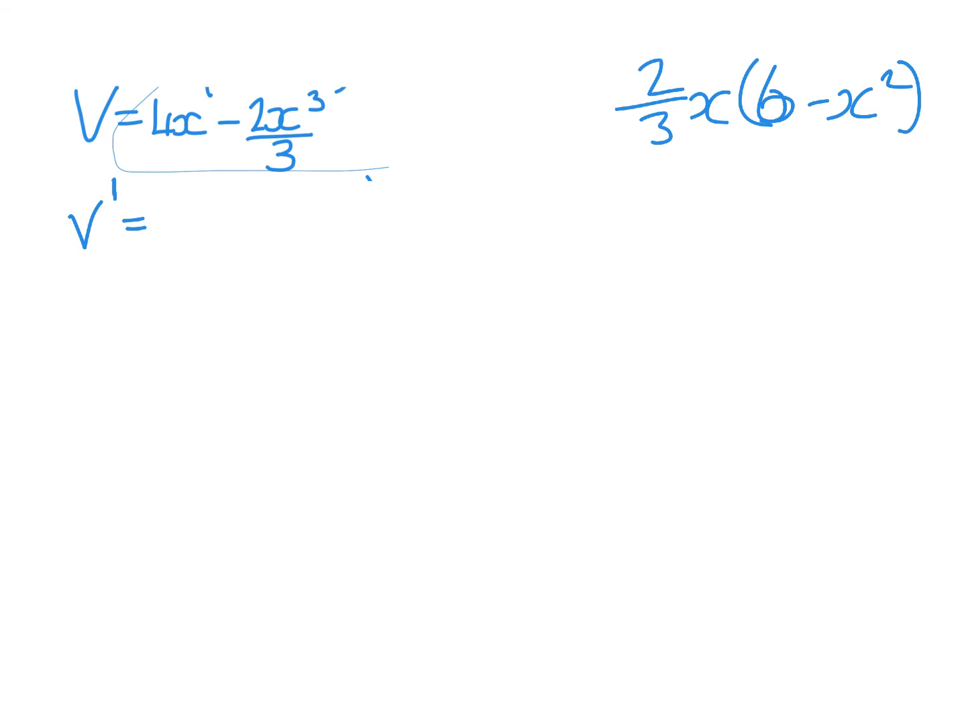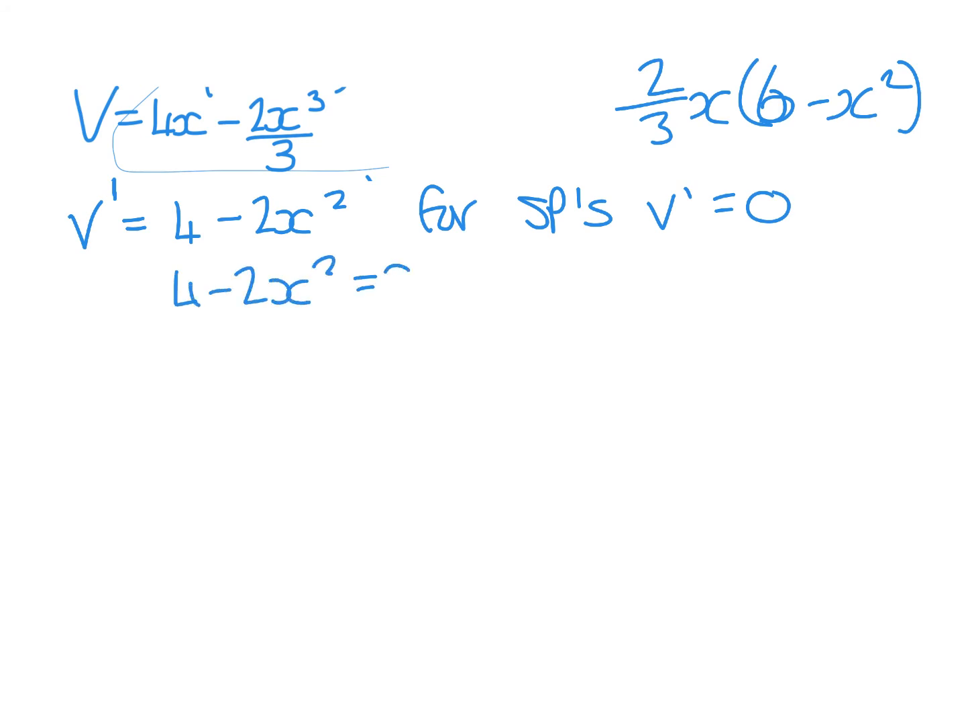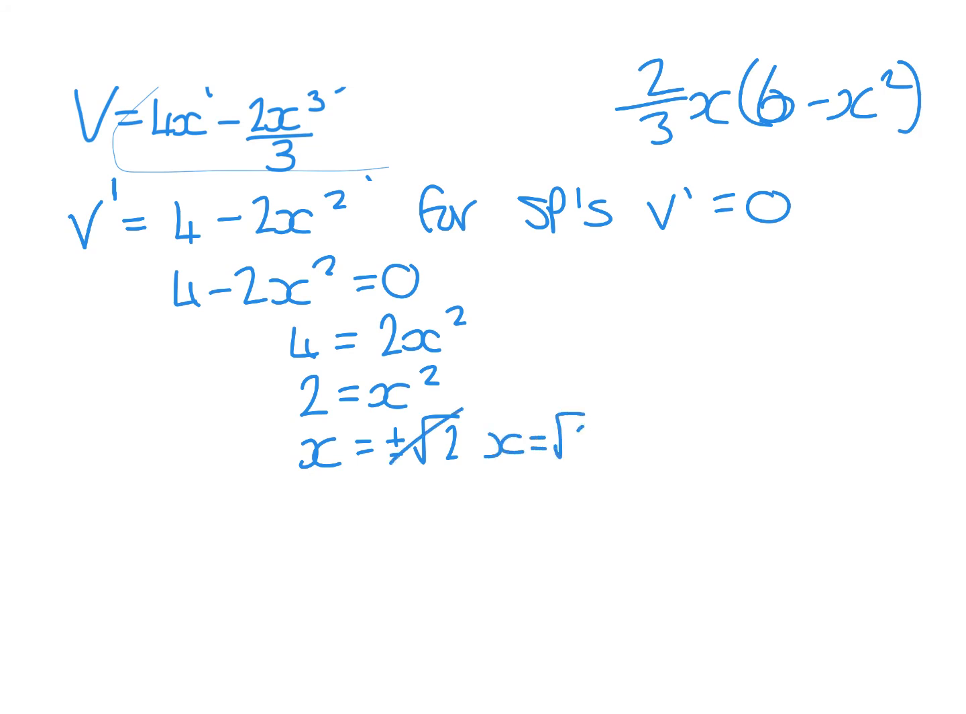Right, let's differentiate. So 4x just becomes 4. 2/3 times 3, well the times 3 and the divide by 3 cancel out, so that's just negative 2x squared. And remember, we're looking for our stationary point here. We're looking for a maximum actually. So we're going to set V dashed equal to 0. So we have 4 minus 2x squared equals 0. I always take my letters over to keep them positive. So I'm going to divide by 2. 4 divided by 2 is 2, so 2 equals x squared. So x equals plus or minus root 2. Now, wait a minute, we're talking about lengths. So actually, x equals root 2 in this case.